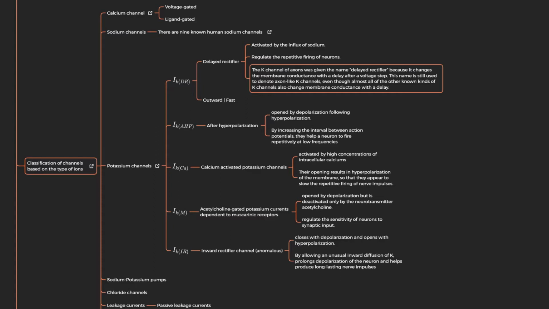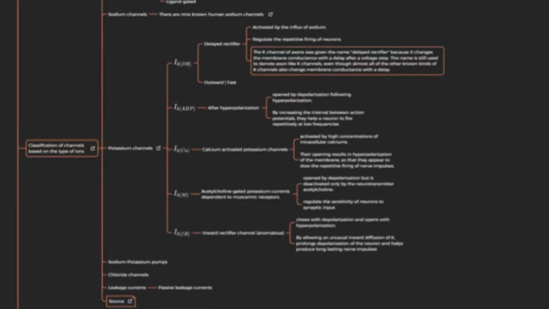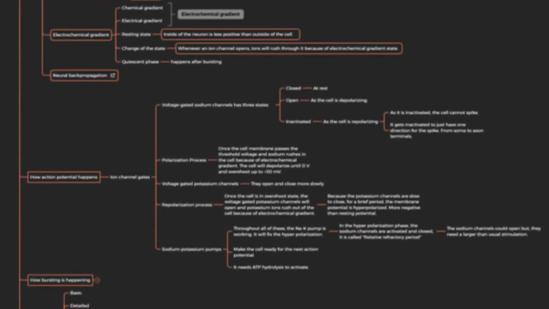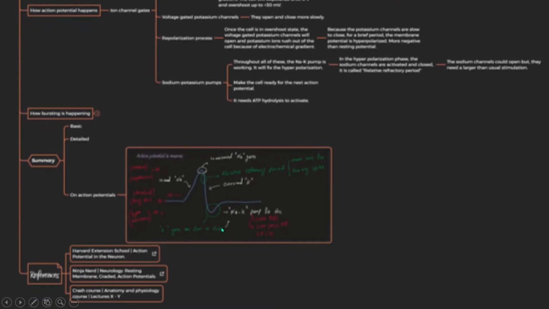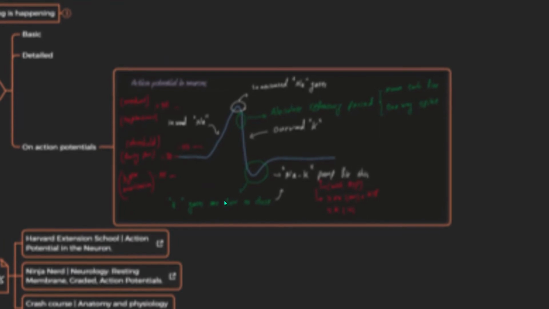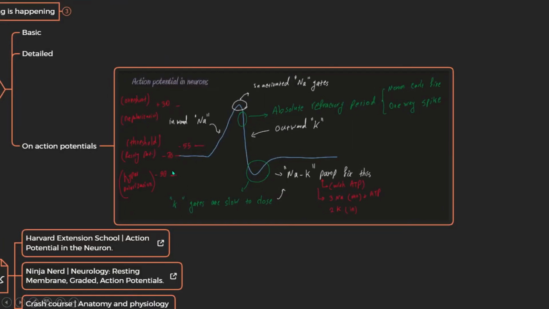Before explaining these currents and ions, let's take a look at how the action potential happens. I wrote in detail what's happening here, from this video from the Harvard Extension School. Watch this video, but this is a summary of what they say. And I have a figure here that we can take a look at.